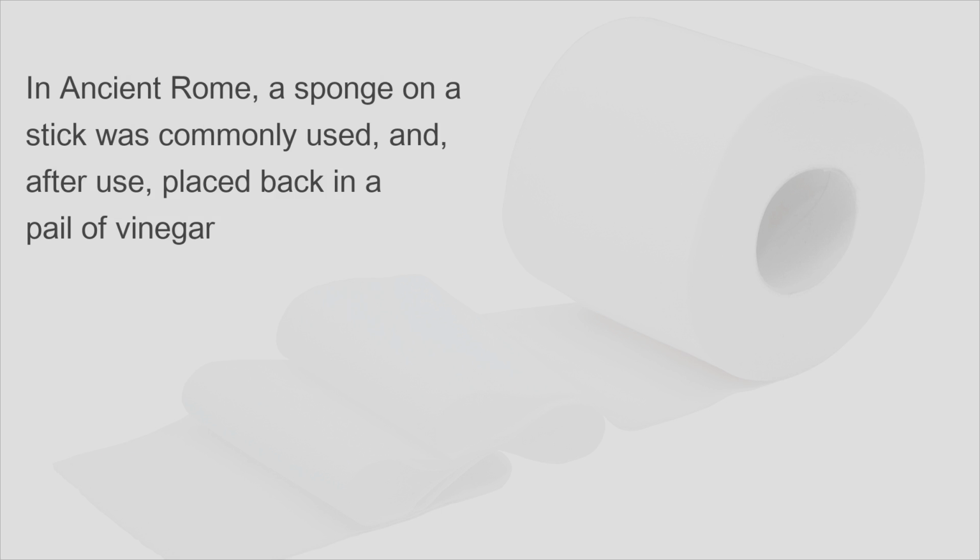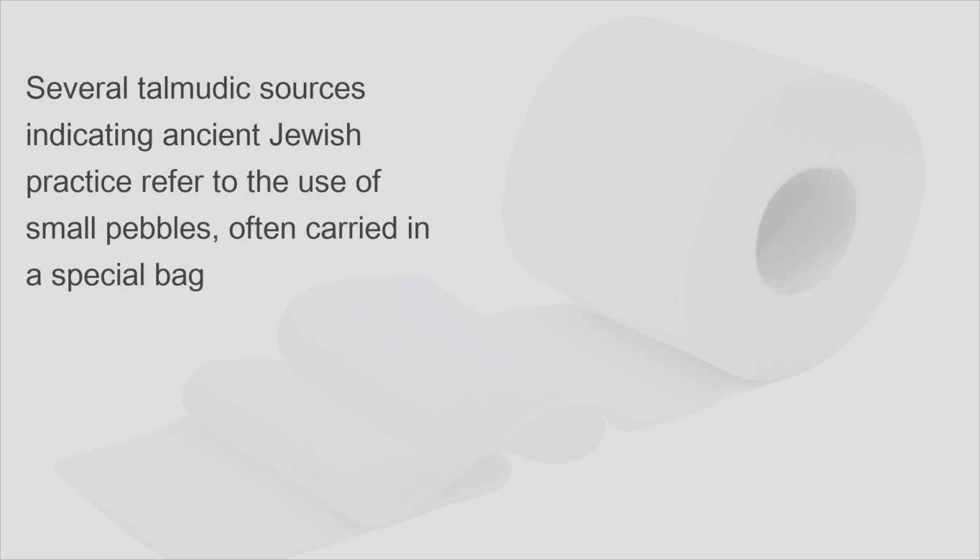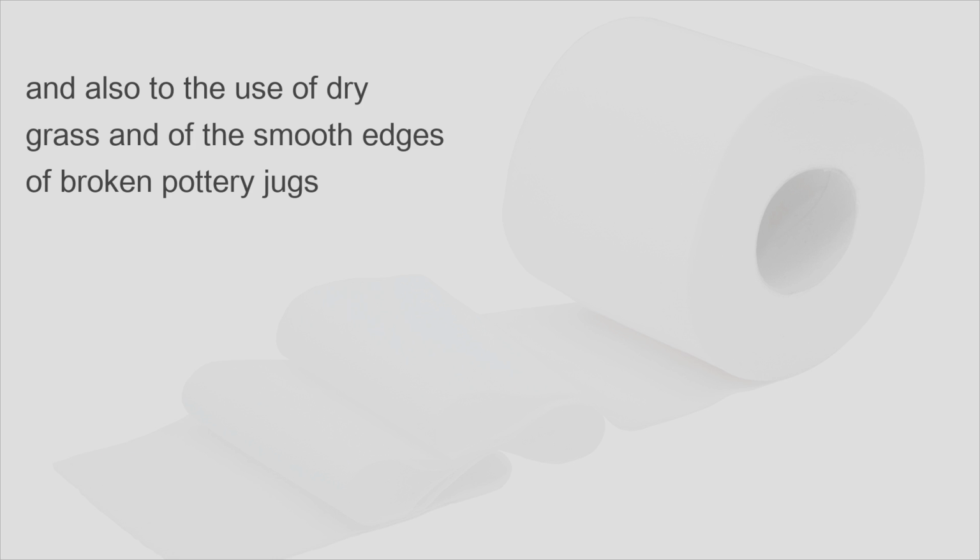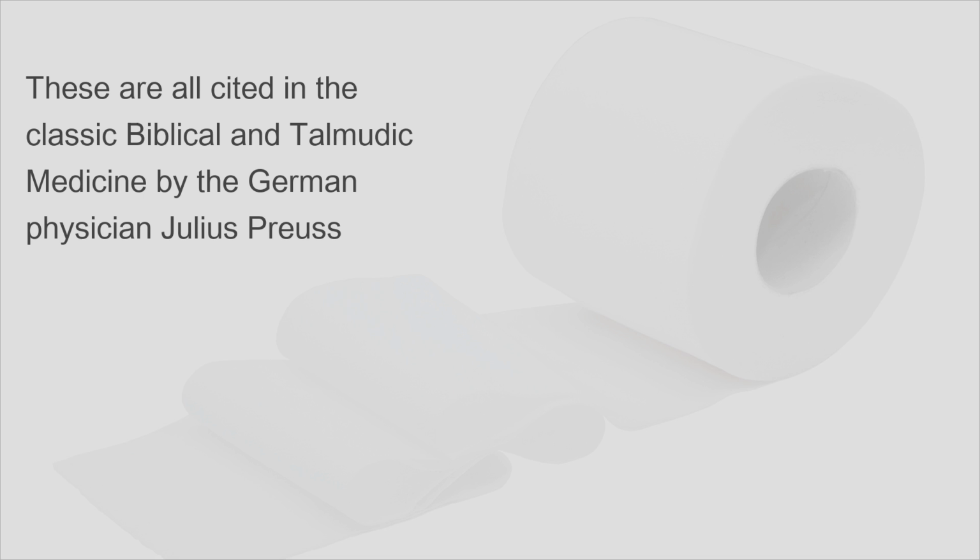In ancient Rome, a sponge on a stick was commonly used, and, after use, placed back in a pail of vinegar. Several Talmudic sources indicating ancient Jewish practice refer to the use of small pebbles, often carried in a special bag, and also to the use of dry grass and of the smooth edges of broken pottery jugs. These are all cited in the classic biblical and Talmudic medicine by the German physician Julius Preuss.